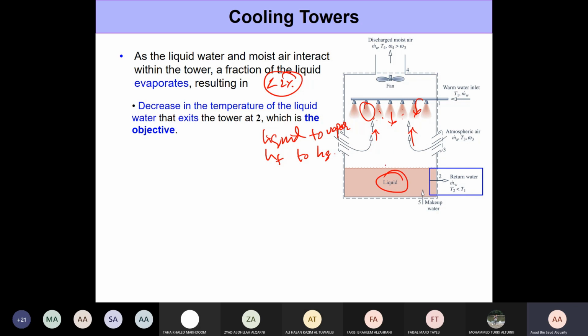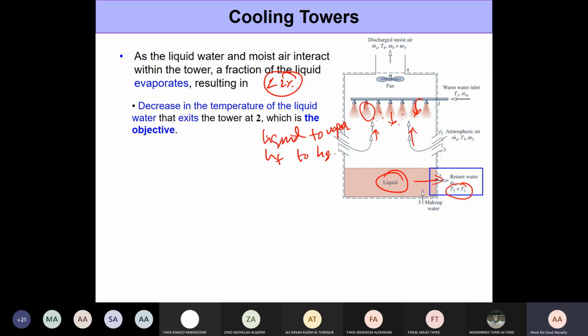Now, we have achieved the main goal of setting up a cooling tower, which is that we have been able to reduce the temperature of the water we sent in. So we have the water that's returning at a lower temperature than the inlet temperature, which is excellent.